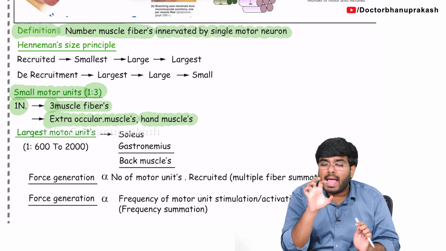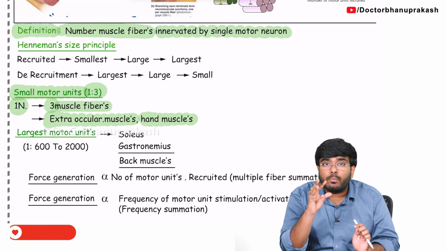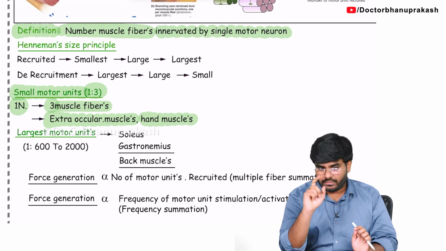Hand muscles, see, the hand muscles are going to perform very fine advanced movements. The interosseous muscles, the lumbrical muscles, the thenar muscles, for these movements we require very fine motor units, the smaller motor units, not the larger ones.